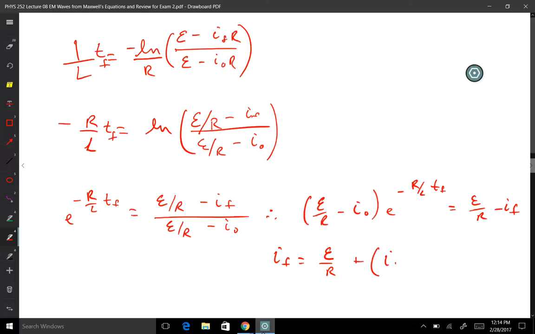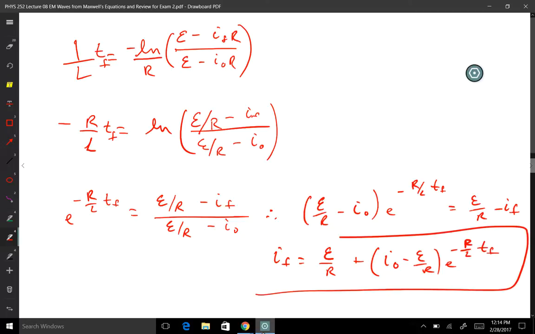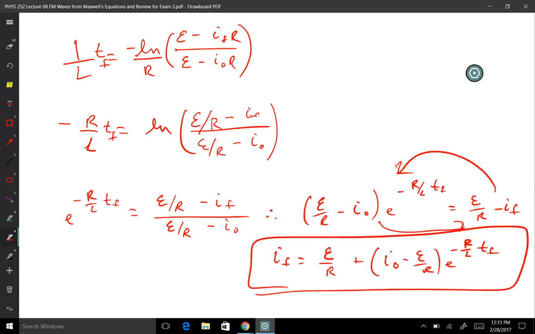Switching the order here because of the sign change. Right. Moving the I final over and this over changed the sign. So that's why I changed the order of I0 and E over R. It was just rearranging. And that's the correct equation.